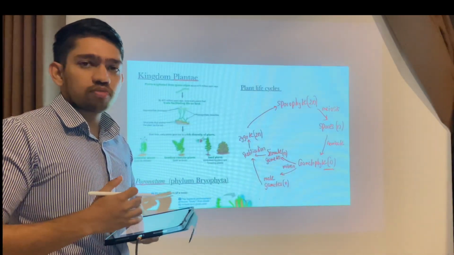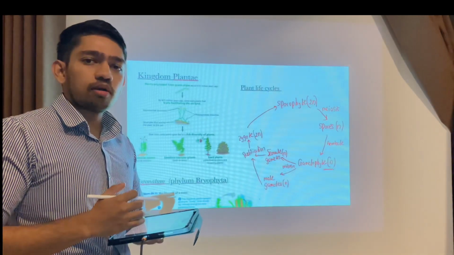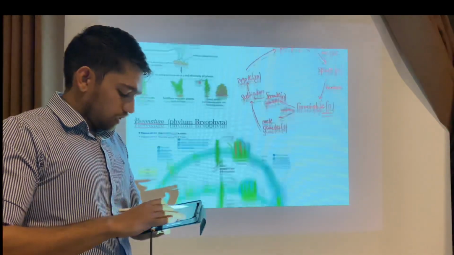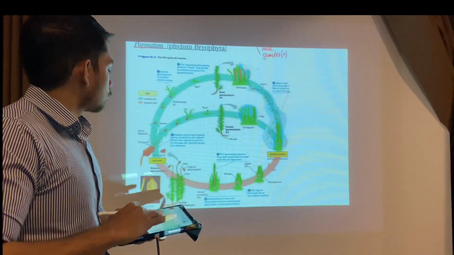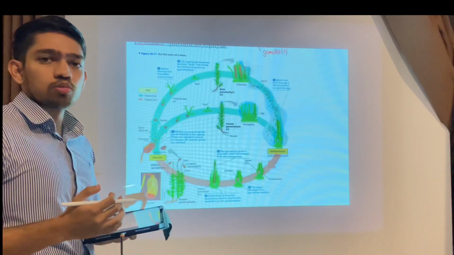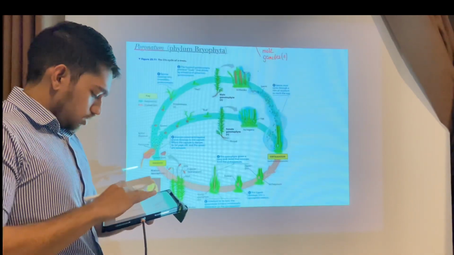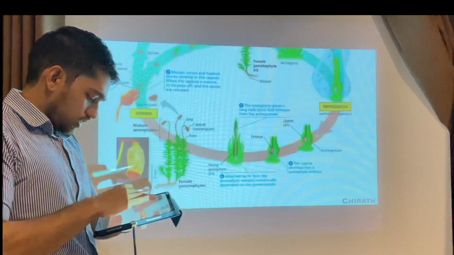Now we can move on to the first life cycle under phylum Bryophyta. We have to talk about the life cycle of Pogonatum. Right? With this diagram, I'll first go through what actually happens. Then we can go through what is there in the resource book under evolution and also plant form and function as well. Right? So let's start here.